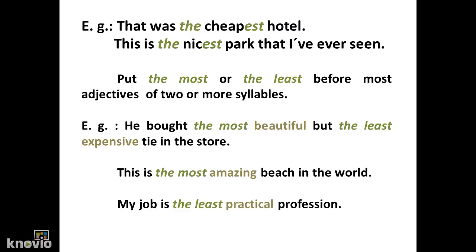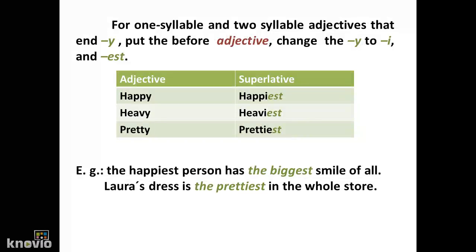Here we have more examples. That was the cheapest hotel. This is the nicest park that I've ever seen. When you have adjectives of two or more syllables, you have to put the most or the least. Example: he bought the most beautiful but the least expensive tie in the store. This is the most amazing beach in the world. My job is the least practical profession.